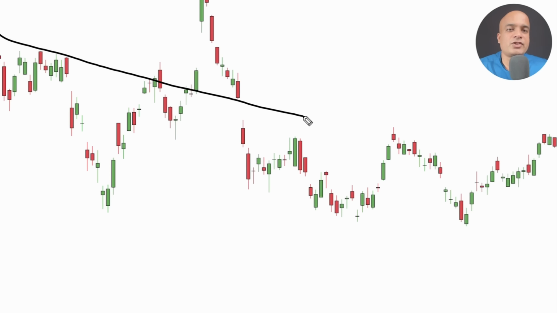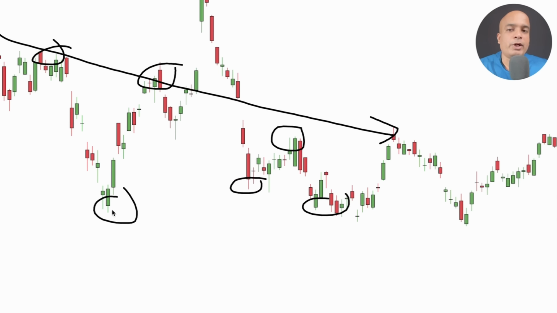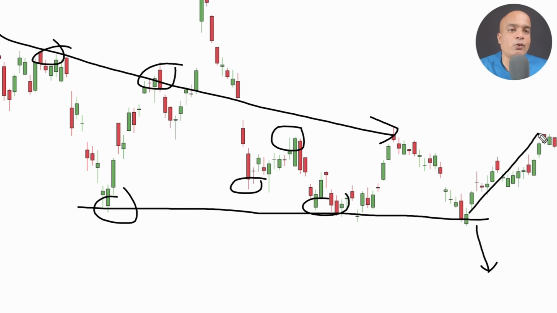The price is in a strong downtrend. Every time it made lower highs and lower lows. But when the price came near this support line, instead of breaking on the downside, it took support and went upside, even though it is in a strong downtrend.